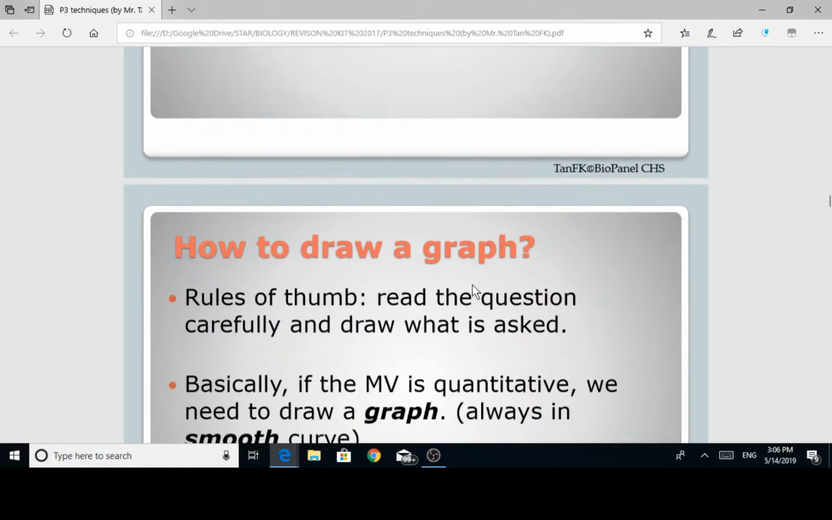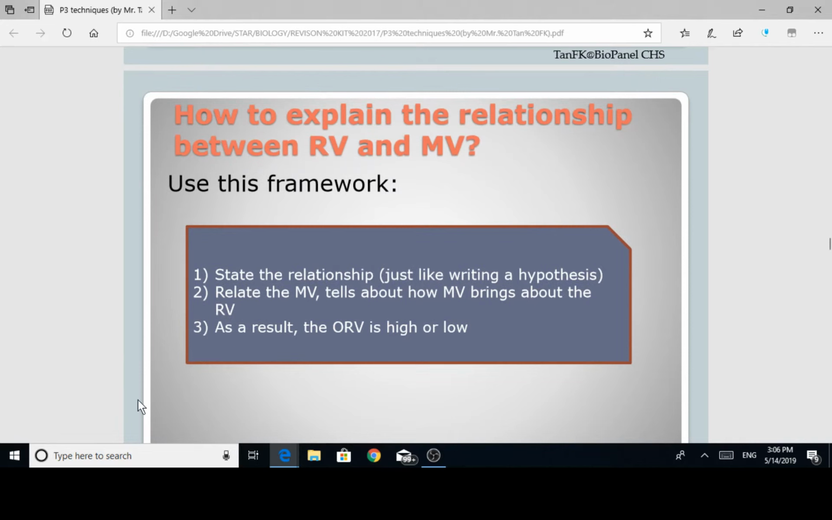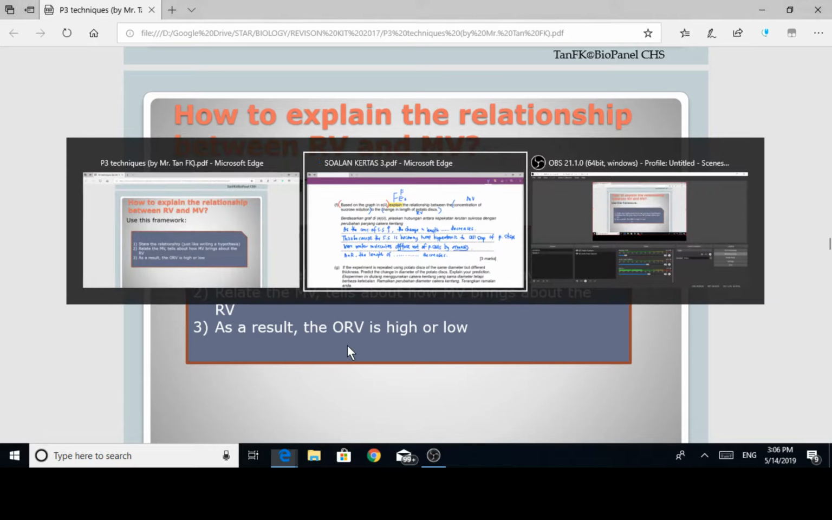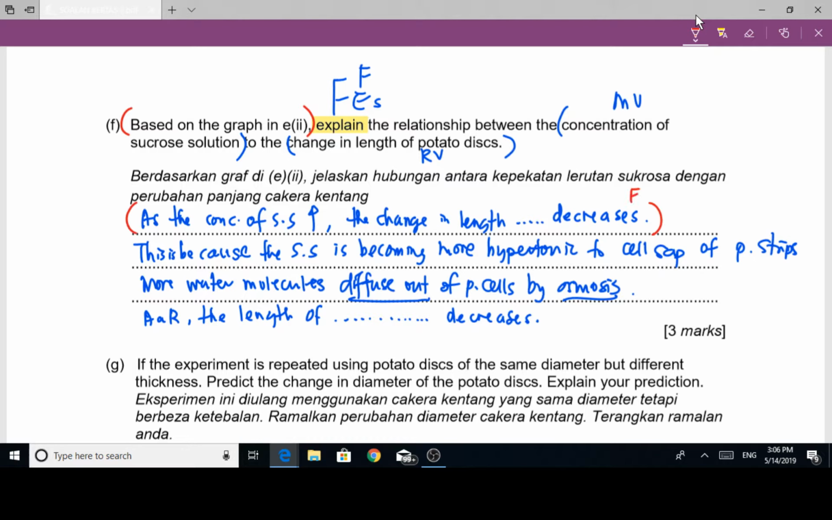Now let's look at the template. How to explain the relationship between RV and MV? First of all, we state the relationship just like writing a hypothesis. Then number 2, relate to the MV, tell about how MV brings about the RV, and as a result bring a small conclusion about the ORV. The ORV is high or low. So let's see whether we have these 3 components. Number 1, yes, this is a fact, I get it right. Then number 2, I have an explanation, and I try to relate it to the MV. And finally, I have the ORV. This is my ORV. Good. So if you have all of them, the MV, RV, and ORV, then you get 3 marks.